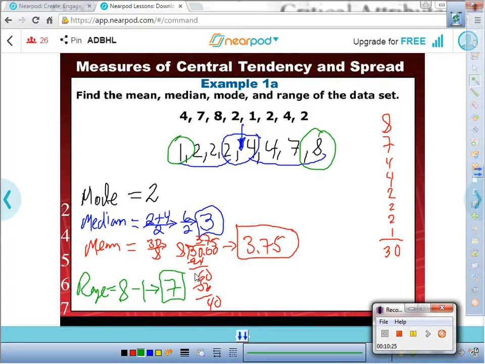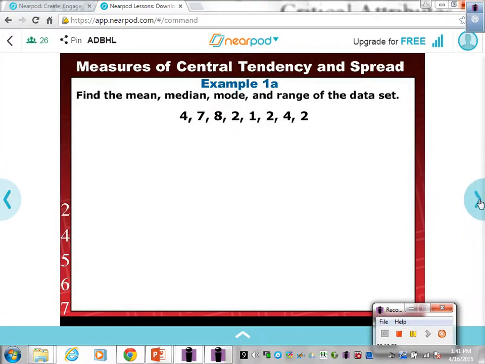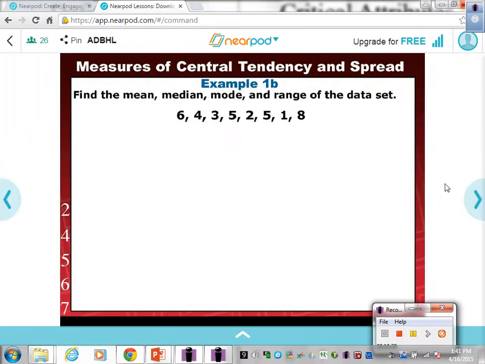How we doing? Good? Ready to try one by yourself? All right, so copy this next one underneath the steps on your Cornell notes. Example 1B. They're there so you can write on the lines. Example 1B, and write, find the mean, median, mode, and range of the data set. And they give you 6, 4, 3, 5, 2, 5, 1, and 8.